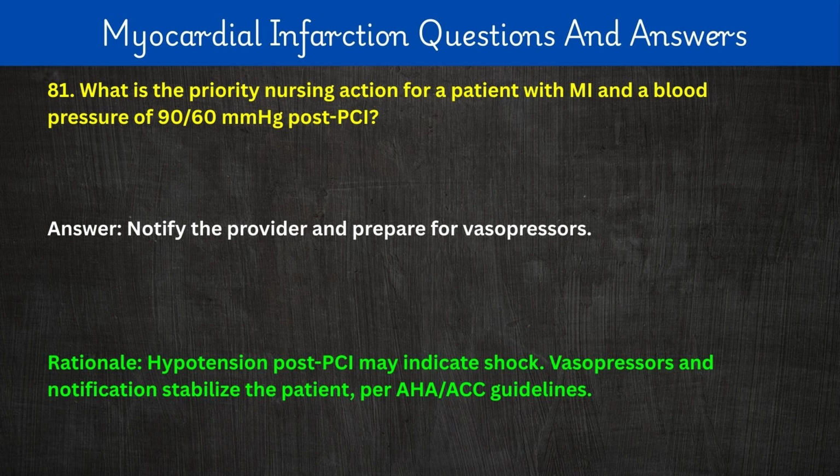81. What is the priority nursing action for a patient with MI and a blood pressure of 90/60 mm Hg post-PCI? Answer: notify the provider and prepare for vasopressors. Rationale: hypotension post-PCI may indicate shock. Vasopressors and notification stabilize the patient, per AHA/ACC guidelines.